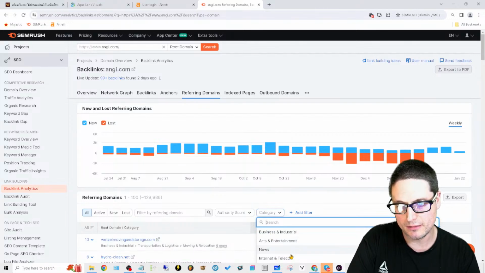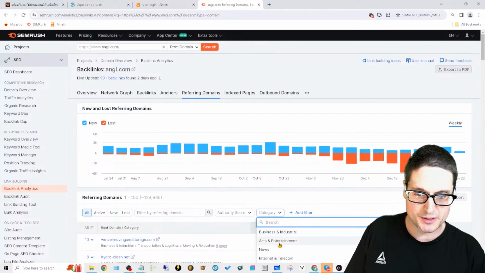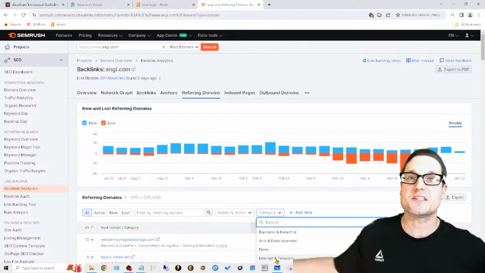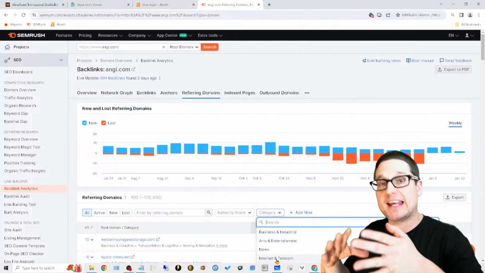Gee, who would have thought? We got this one in here, news. But that's probably because they're getting a lot of media press, right? But there it is: business, arts, internet, right? This is the link graph. So what kind of links? Links that fit into these categories.